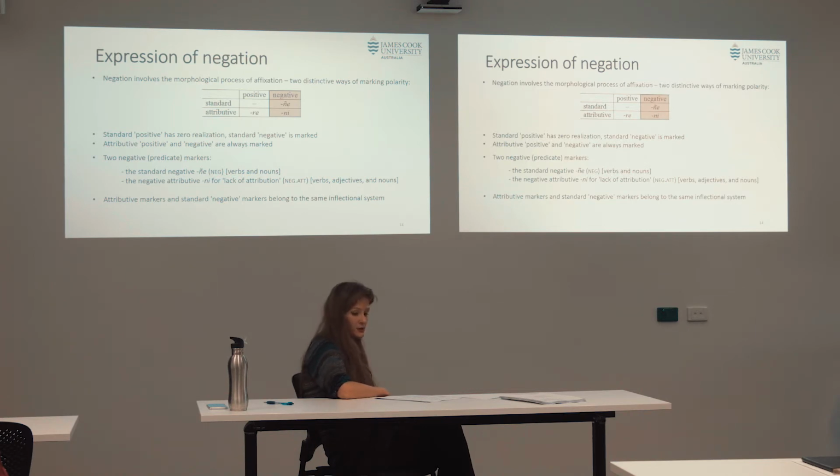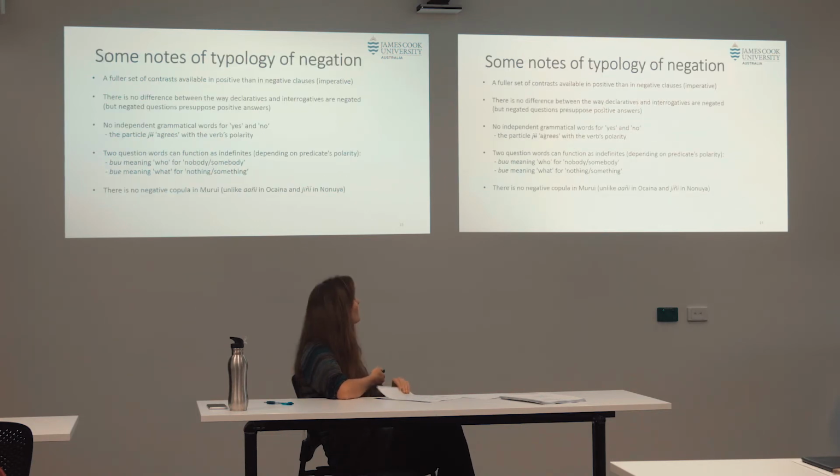The standard negative is used for negating verbs and nouns, and the negative attributive is used for negating verbs, adjectives, and nouns. The attributive markers, re and ni, and the standard negative nie are mutually exclusive, and they belong to the same inflectional system. More distinctions are available in positive than in negative clauses. We are going to see this with imperatives, where we have neutralization under negation.